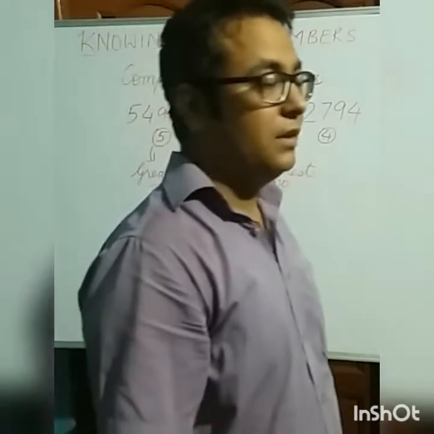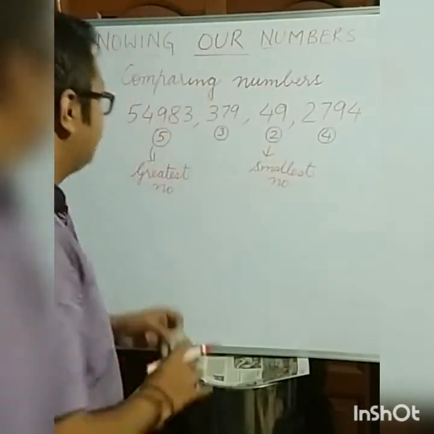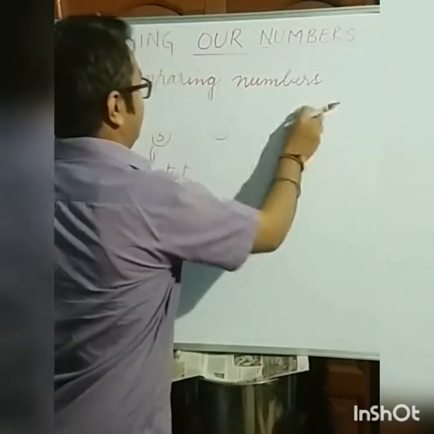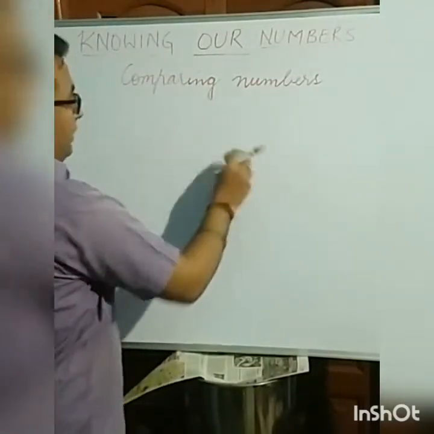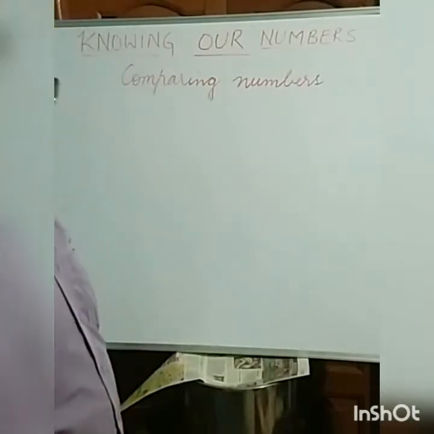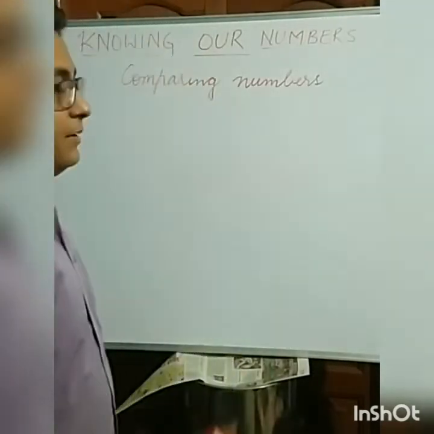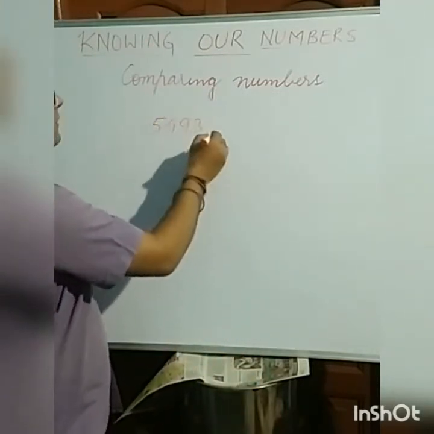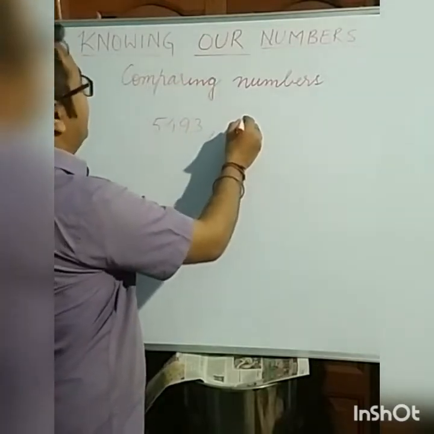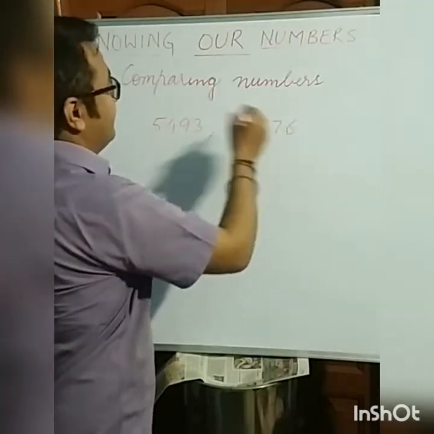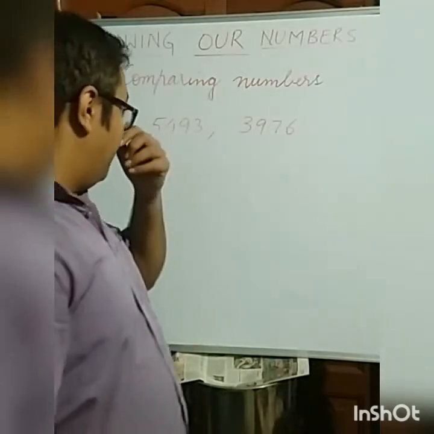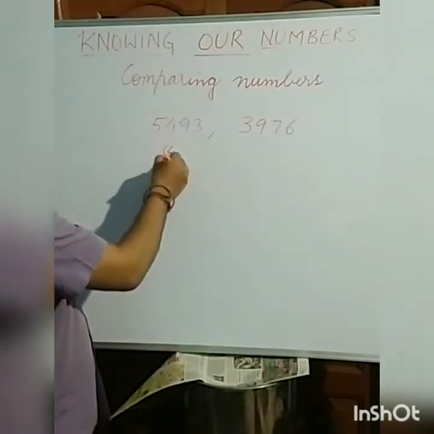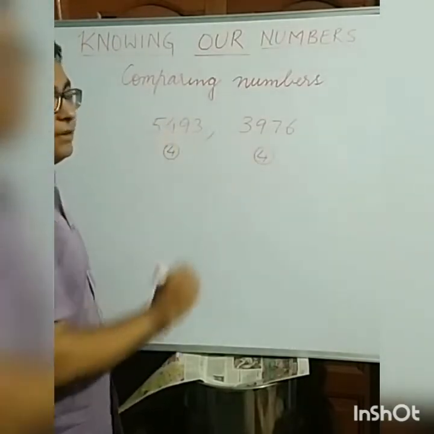Okay, now suppose we have another example. Suppose we have two numbers in which the number of digits are the same. Like for example, the first number is 5493, the other number is 3976. So we can see that both the numbers have an equal number of digits, that is 4. Here also the total number of digits is 4 and here also 4.